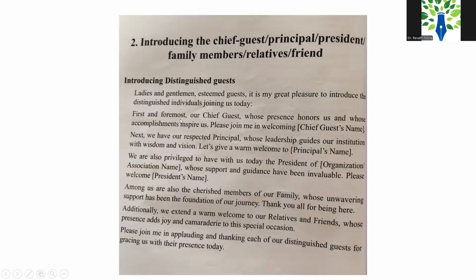So that was about, the first topic was about conversations, formal and informal. Now let us come to the second topic of the fourth unit, introducing the chief guest or principal or president or family members or relatives or friend. So introducing somebody else is also very important because there are many situations in which you may have to introduce people with each other or to the audience, right? So introducing distinguished guests. So let us start with introducing distinguished guests.